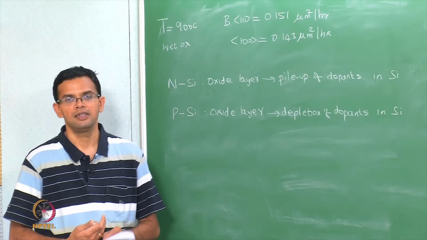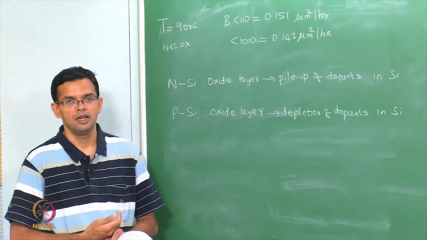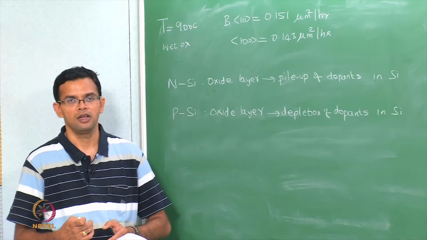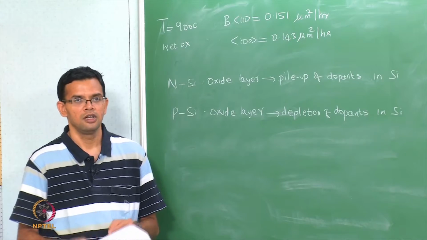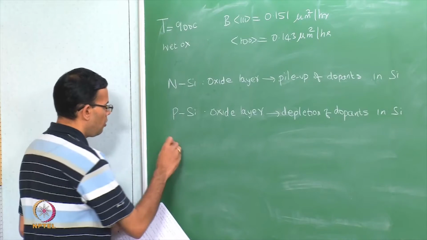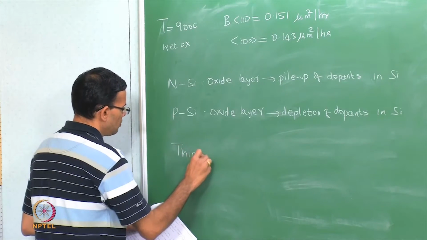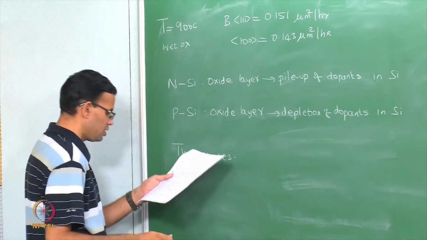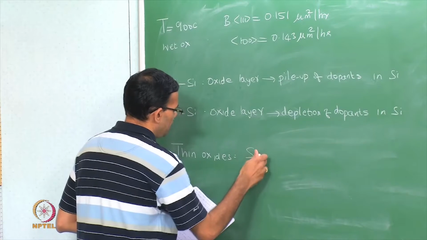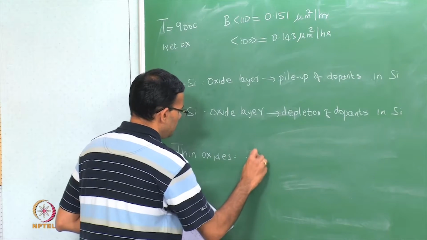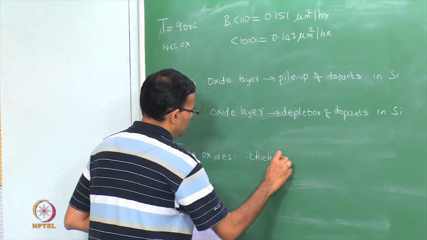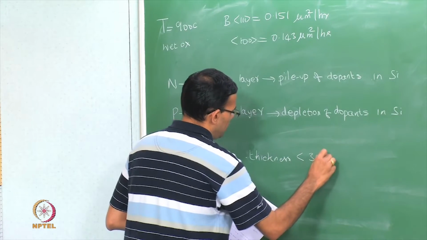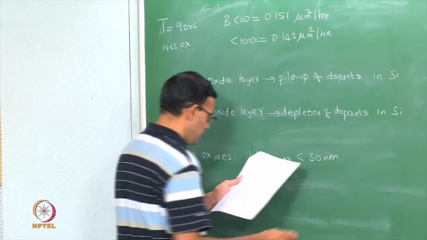Thin oxide layers are grown these days especially when we have device scaling, so we have smaller and smaller dimensions. So these thin oxides can also be grown at low temperatures. Thin oxides usually have a thickness of less than 30 nanometers or 300 angstroms.